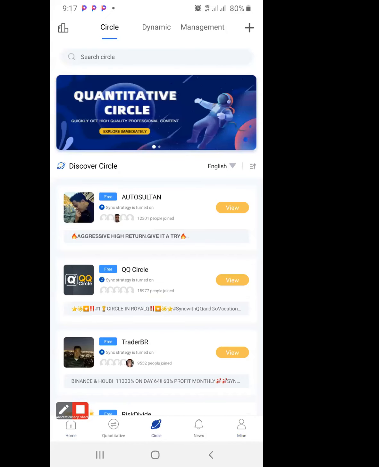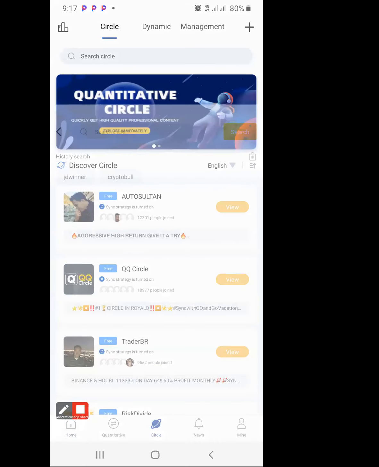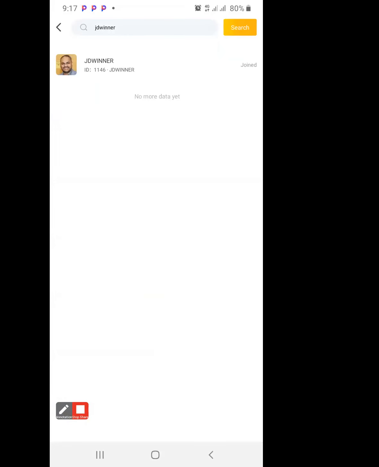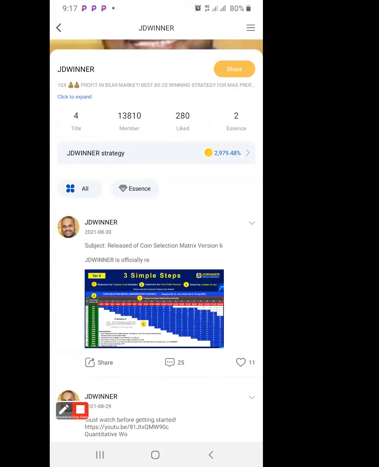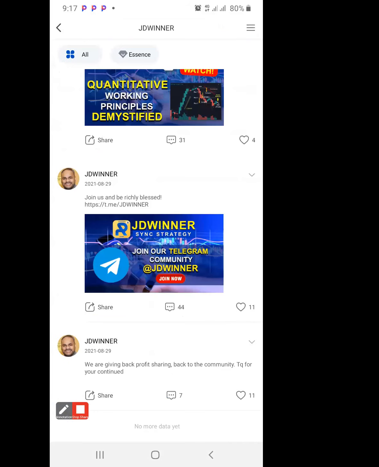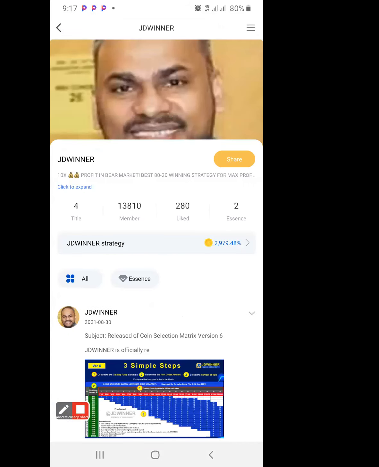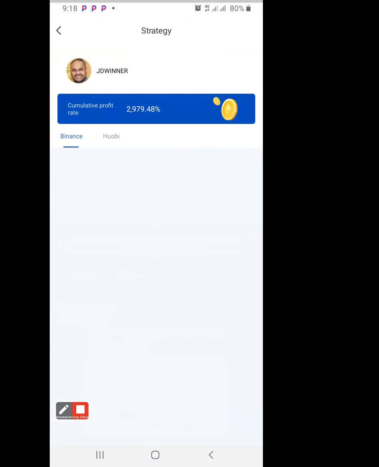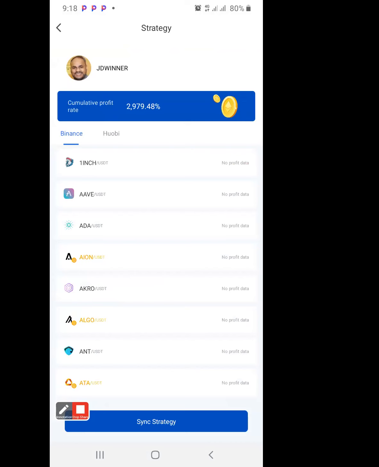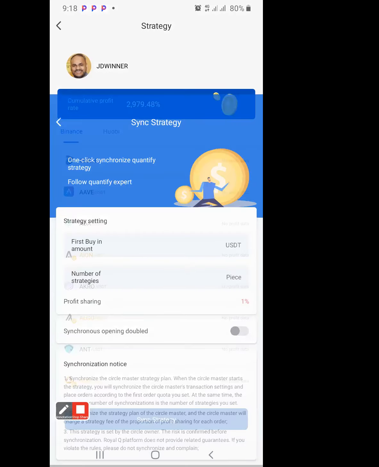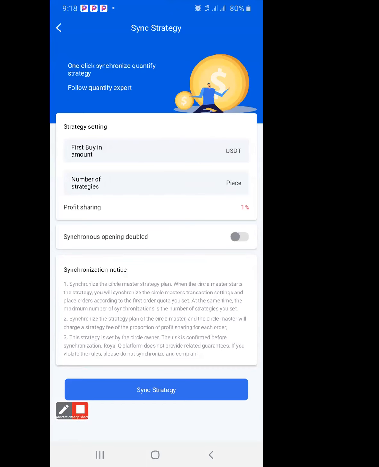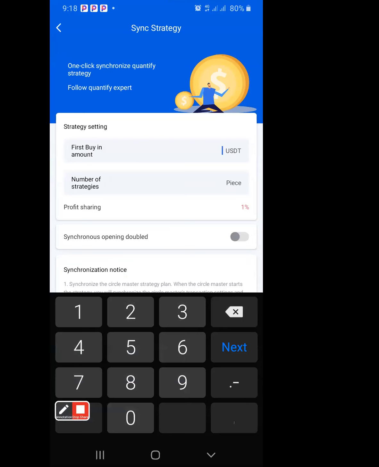A circle, I'm going to search for. Sorry, my network is a bit slow. So under JD winner, you see all these posts, and you click on the percentage, 2,179% written in blue. After clicking that, you see sync strategy below. Once you see sync strategy, it takes you to the setting. Now, at this point, for the first buy amount, you have to put the amount you want to use as your first buy amount.